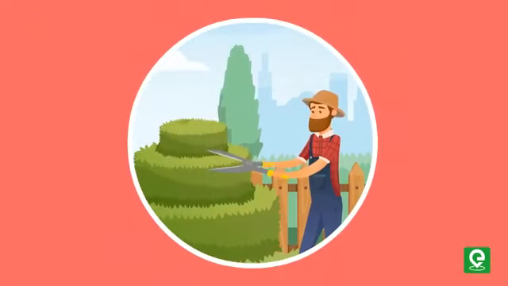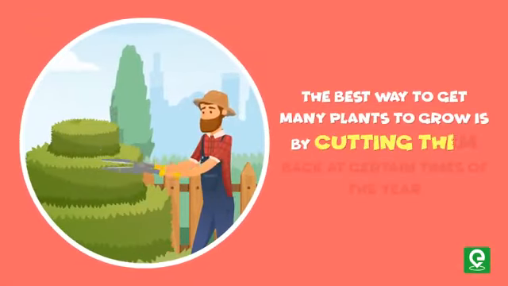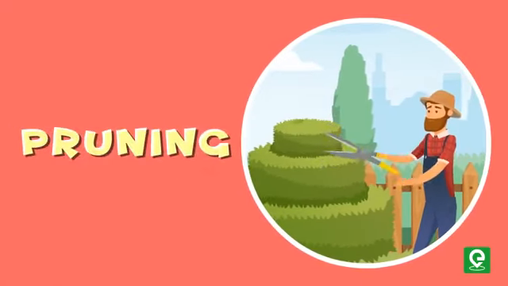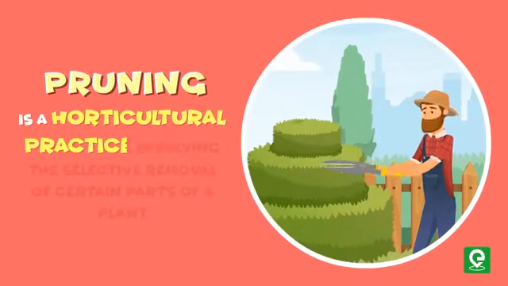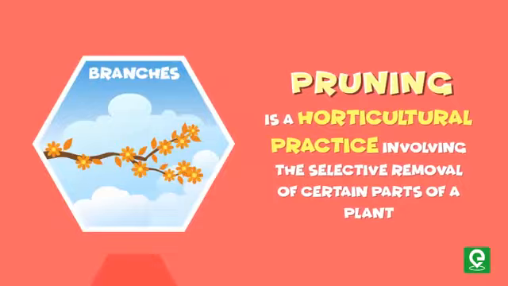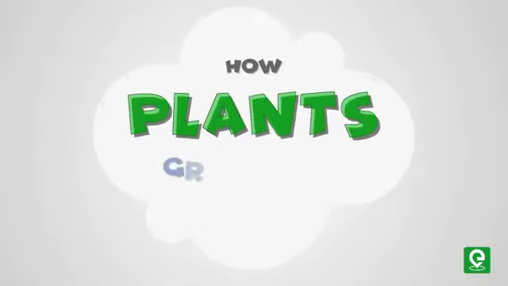Although it may seem counterintuitive, the best way to get many plants to grow is by cutting them back at certain times of the year. We call these occasional haircuts pruning. Pruning is a horticulture practice involving the selective removal of certain parts of a plant, such as branches, buds, or roots. But the question is, how do plants grow back?